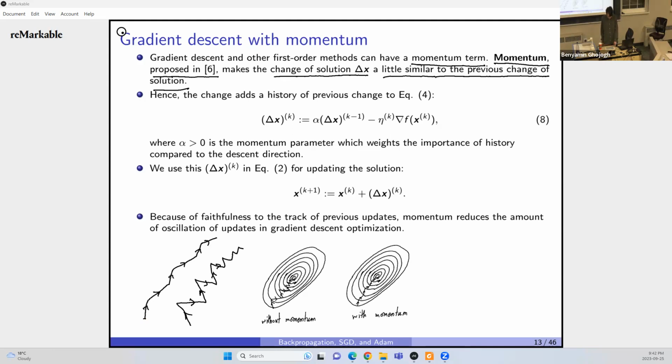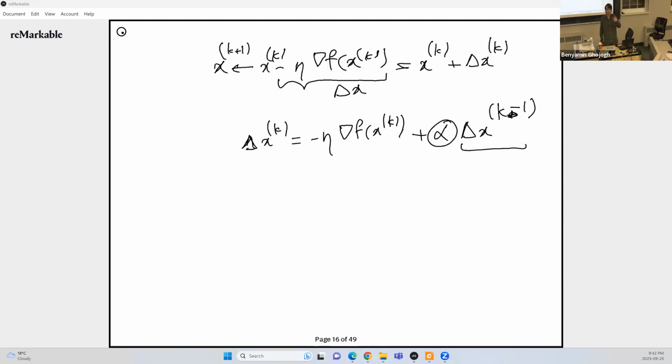The reason, in English, is because I'm adding a bit of my previous memory. So I remember a little of my previous memory. This is in English. Now in mathematics.